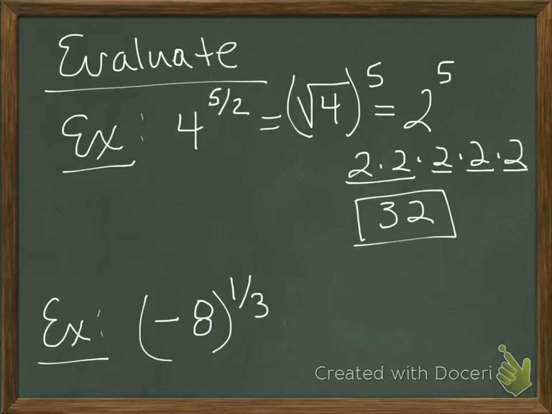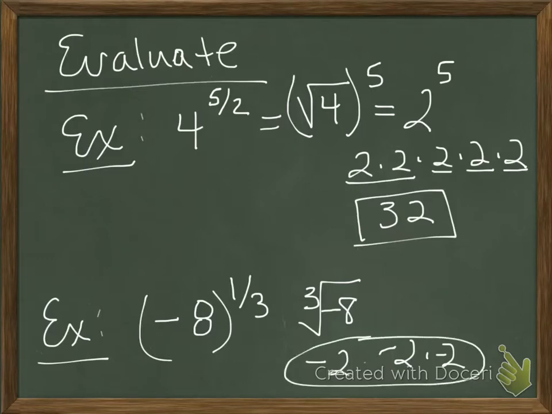For negative 8 to the 1/3 power, keep in mind that it's a negative. We cannot take the square root of a negative number, but you can take the cube root of a negative number, because a number that could be negative 8 would be negative 2 times negative 2 times negative 2. 2 times 2 times 2 is 8, and 3 negatives makes a negative. So negative 2 to the 3rd power equals negative 8. So the cube root of negative 8 then is negative 2, because that's working it backwards.